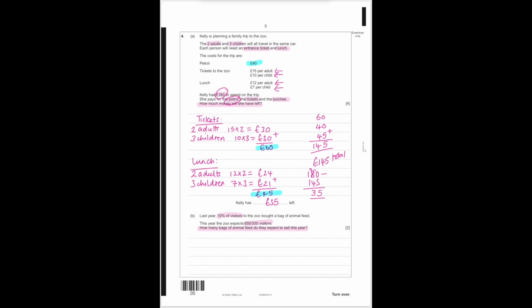So 10% of those 650,000 visitors are expected to buy a bag of animal feed. So we want 10% of 650,000. So to find 10%, we divide by 10. So 650,000 divided by 10 is 65,000. So we expect to sell 65,000 bags of animal feed this year.